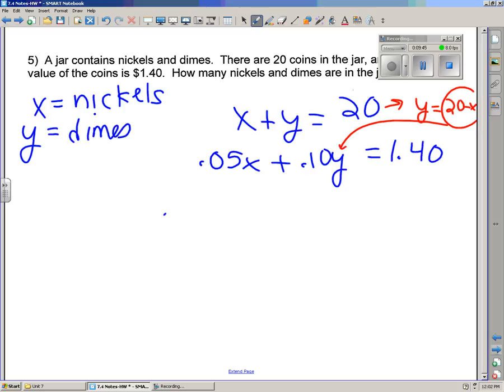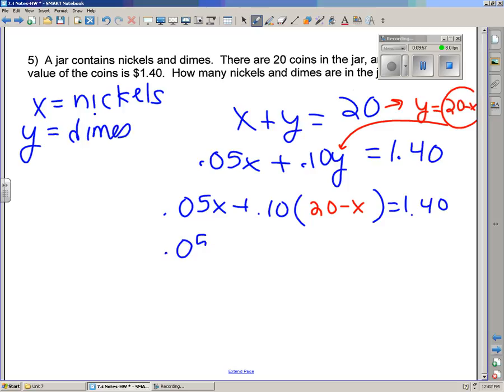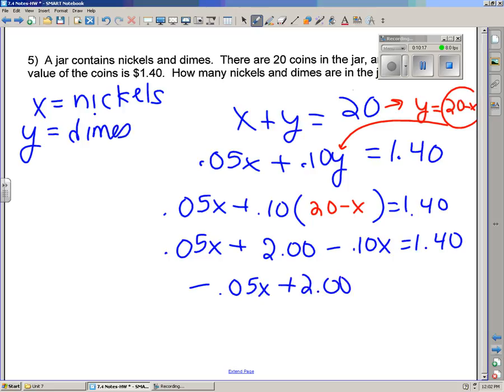So we have 0.05x plus 0.10 times 20 minus x equals $1.40, which means 0.05x plus, well, 20 dimes is $2, plus $2 minus 0.10x, remember we have to distribute, is $1.40. Well, 5 cents minus 10 cents is negative 5 cents x. Do that on the next line. Plus $2 equals $1.40.